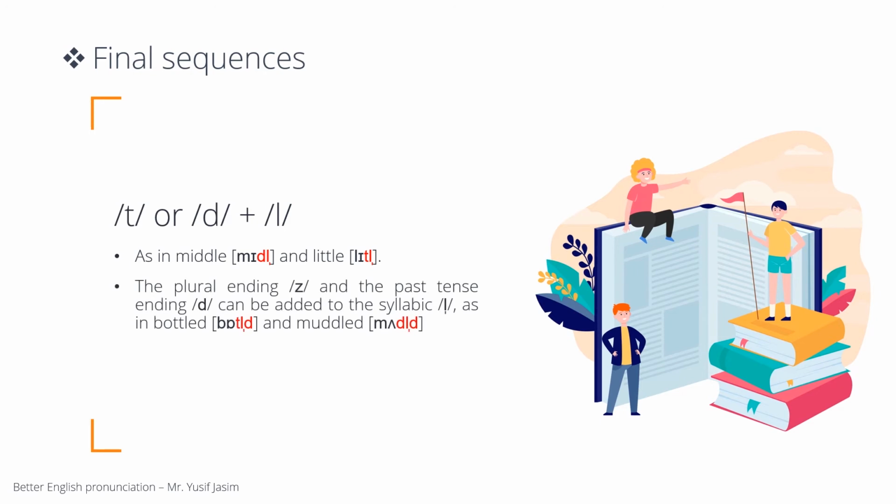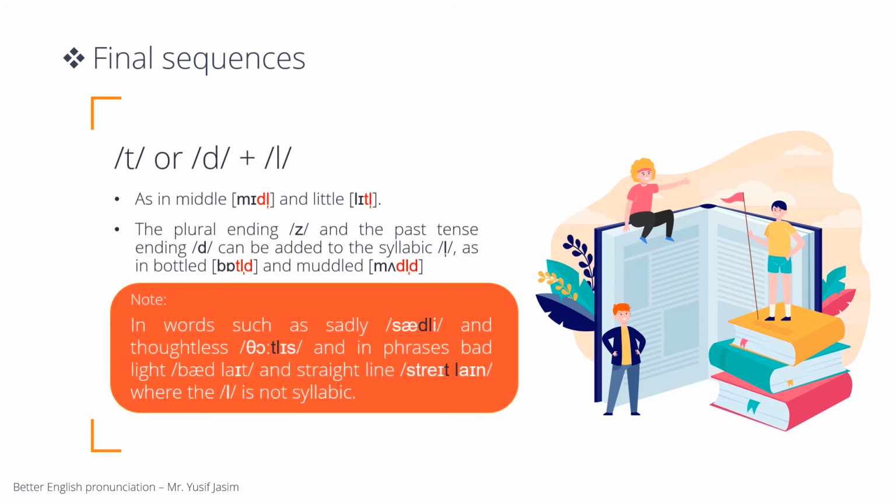The plural ending z and the past tense ending d can be added to the syllabic l, as in bottled and muddled. In all examples above, l is syllabic, but in words such as sadly and thoughtless, and in phrases such as bad light and straight line, where the l is not syllabic, the explosion takes place in the same way, with the tongue tip kept firmly on the alveolar ridge.